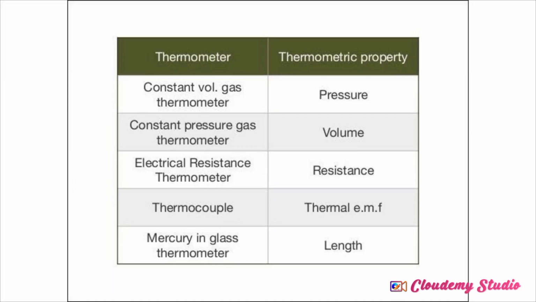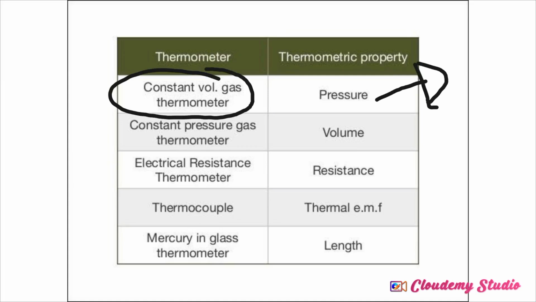The first one we talk about is the constant volume gas thermometer. The thermometric property here is pressure. It has to do with the expansion of gas, and this is the most accurate form of thermometer. You don't really need that, but just know it. Then you have the constant pressure gas thermometer. The thermometric property is the volume of gas.